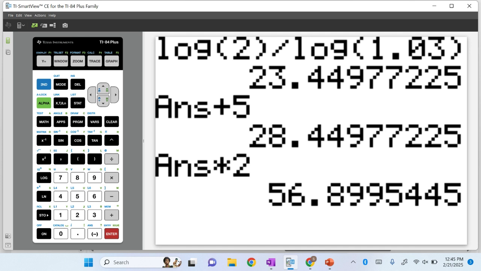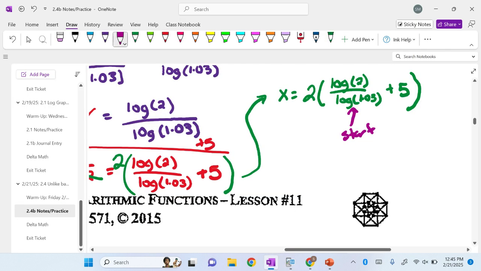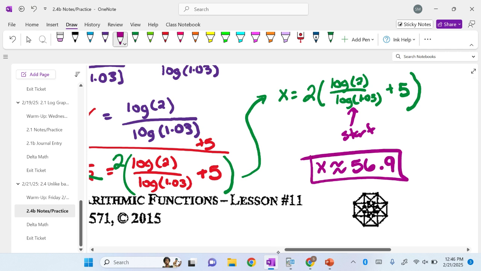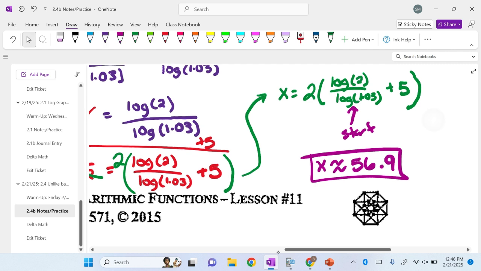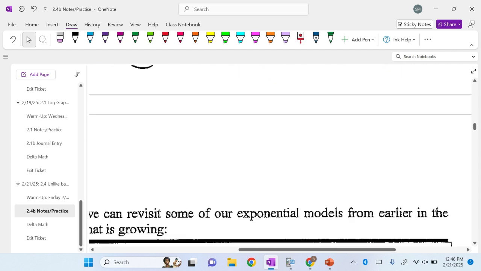All right. So this would be about 56.9. And that would be your answer. And again, if I asked you for the exact answer, you would give me all of this mess. Just leave it like that, the green, if I ask for the exact. But approximate, that's fine. Any questions on that? All right.